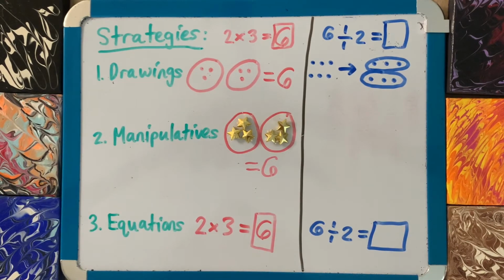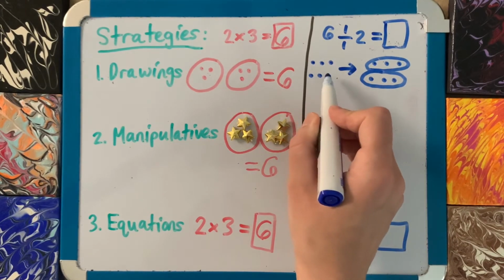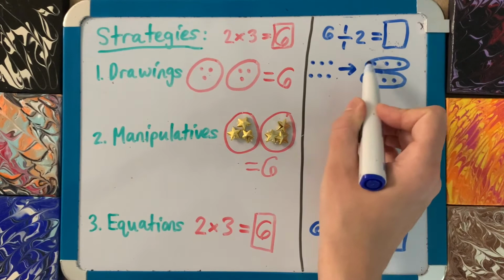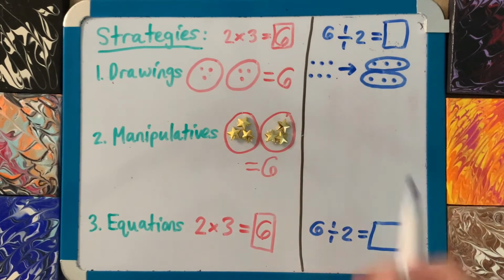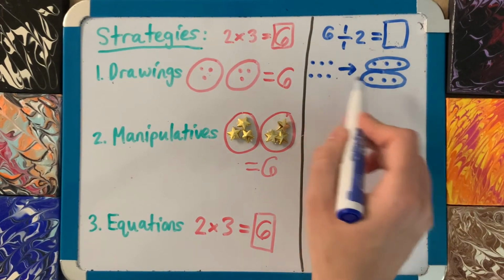So we've got a total of 6 dots. So on your piece of paper, I want you to do 6 dots. 1, 2, 3, 4, 5, 6. Your next step is to draw 2 circles. So 1, 2, 2 circles.